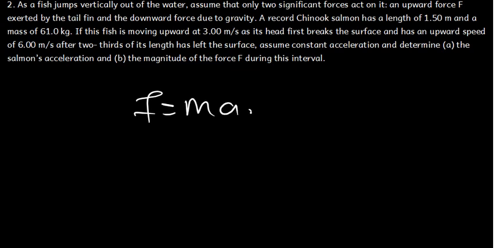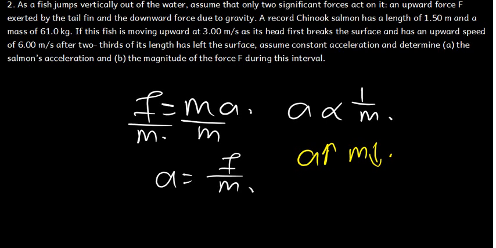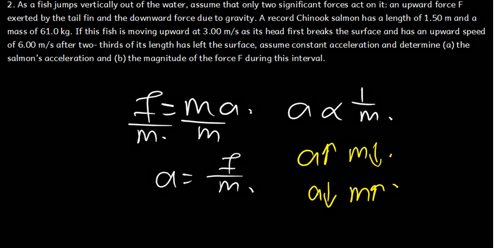So if I want to find the mass or the acceleration, I can divide both sides by the mass. So I can say that the acceleration is equal to the force divided by the mass. As we can see, the acceleration and the mass are inversely proportional to each other. Meaning the moment the acceleration goes up, the mass has to go down. The moment the acceleration goes down, the mass has to go up. That is the relationship between the mass and the acceleration.